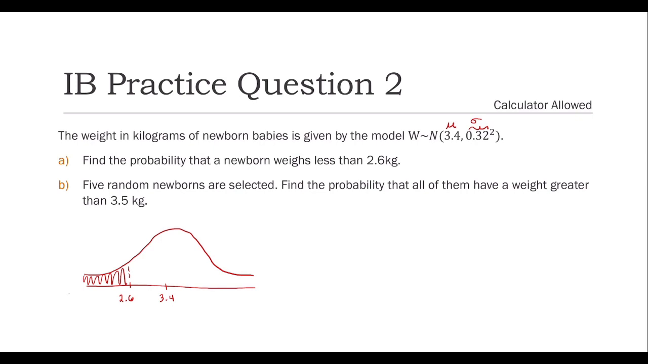So we're going to find the area between negative infinity and 2.6. So we'll use our normal CDF with a lower limit of negative 9999999, as many nines as you want to put, an upper limit of 2.6, a mean of 3.4, and a standard deviation of 0.32. So you can enter that into your calculator, and that'll give you 0.0062.